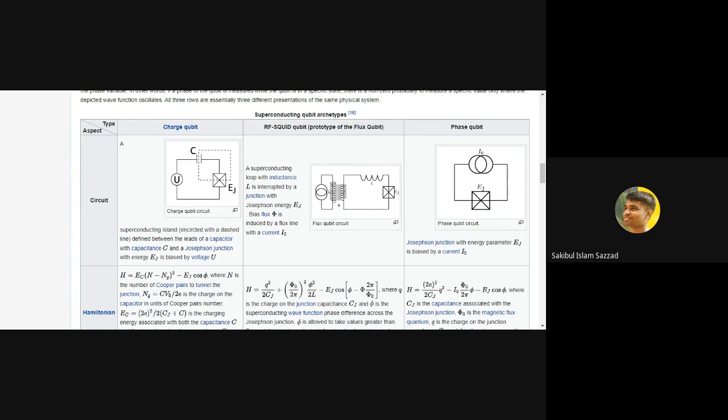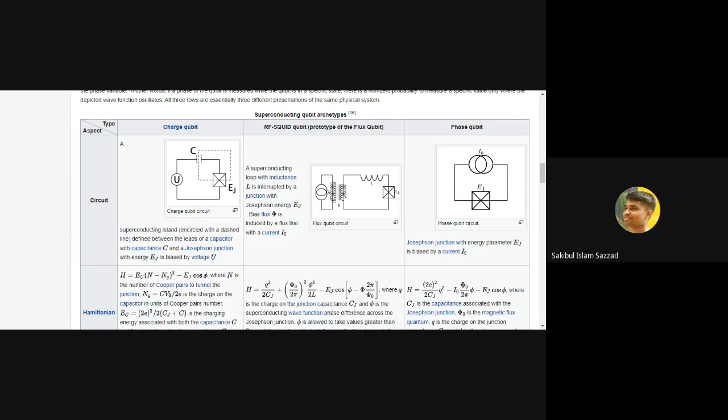It is something like a PNP or NPN transistor. The main reason it is called a junction is that in a transistor there are P type and N type layers, and every layer has a junction. That's why it is called the Josephson junction. This Josephson junction is a non-linear element, and this is what lets us make the non-linear element we need.